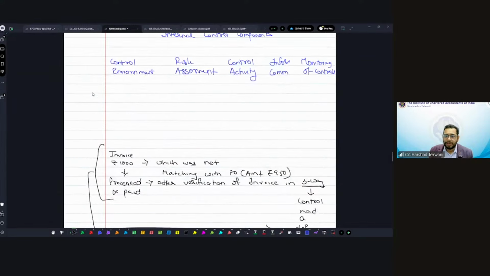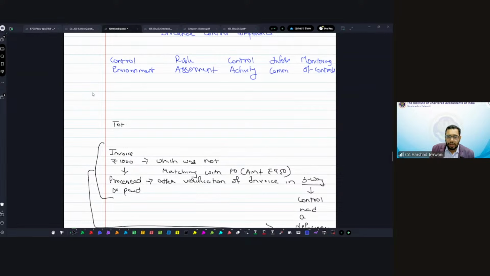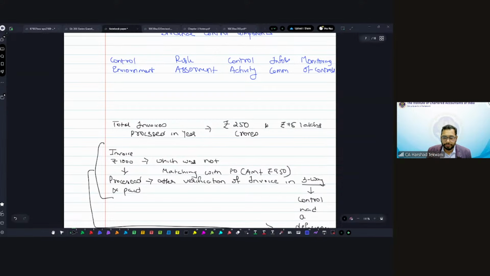Now, I will give you some numbers. Total invoices processed in the year are, let's say, 250 crores in value, and in quantity I'm talking about, let's say, 75 lakh invoices. So the quantity is 75 lakh invoices valuing 250 crores.